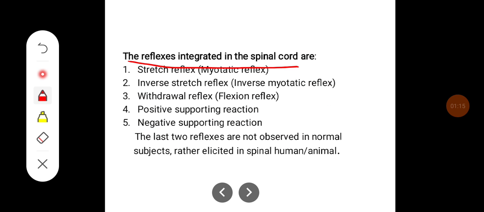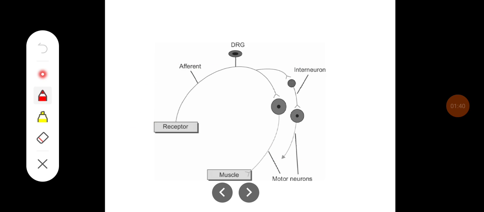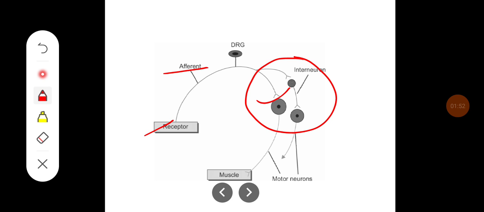The reflexes integrated in the spinal cord are the stretch reflex, which is also called myotatic reflex, inverse stretch reflex, which is also called inverse myotatic reflex, withdrawal reflex, which is also called flexion reflex, and positive and negative supporting reactions. The last two reflexes are not observed in normal subjects, rather they can be elicited in a spinal human or animal. So this is the reflex arc for any reflex. It has receptors, afferents, and integrating neurons as a motor neuron and interneurons. Then the effector organ, the muscles.